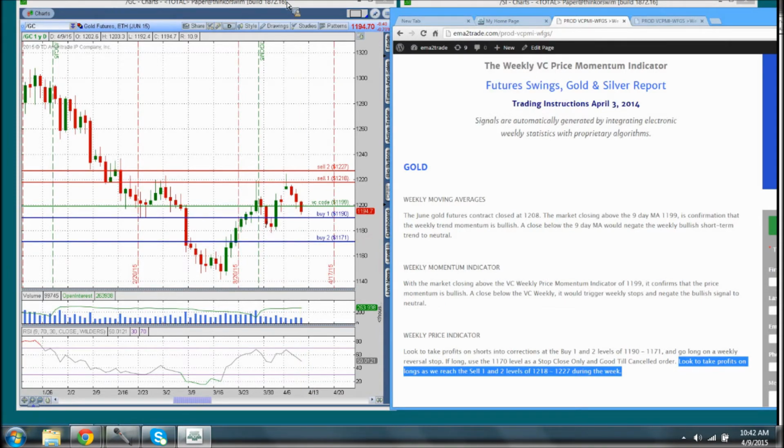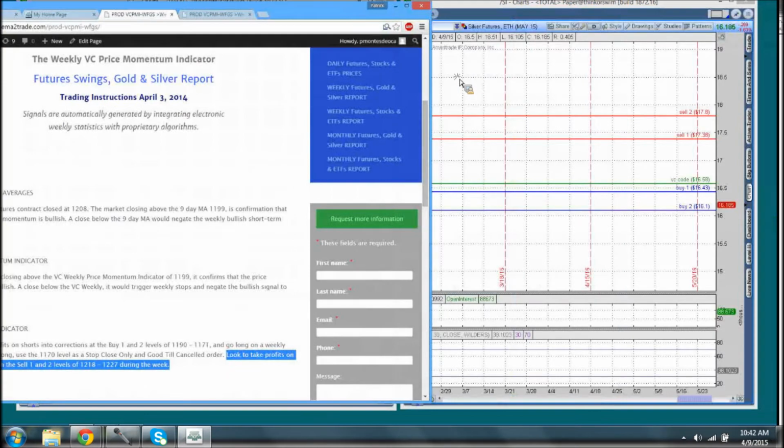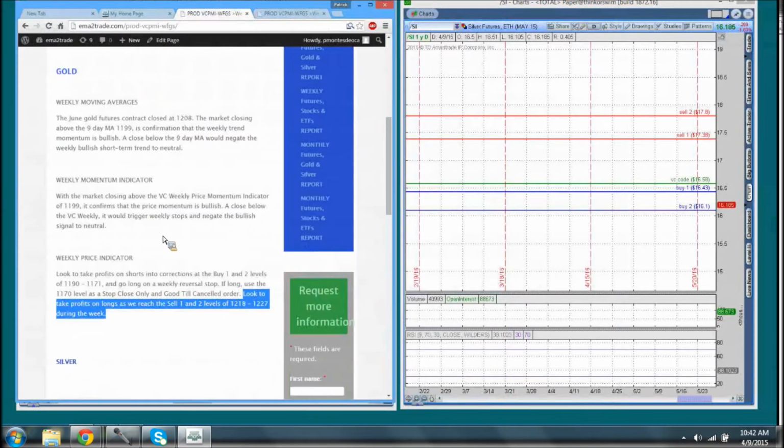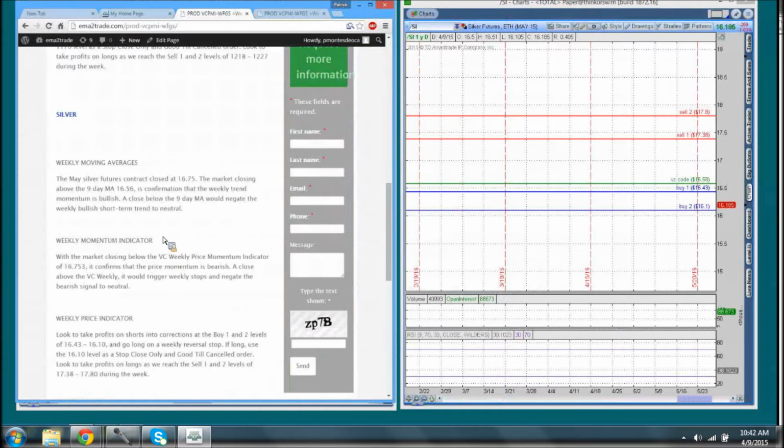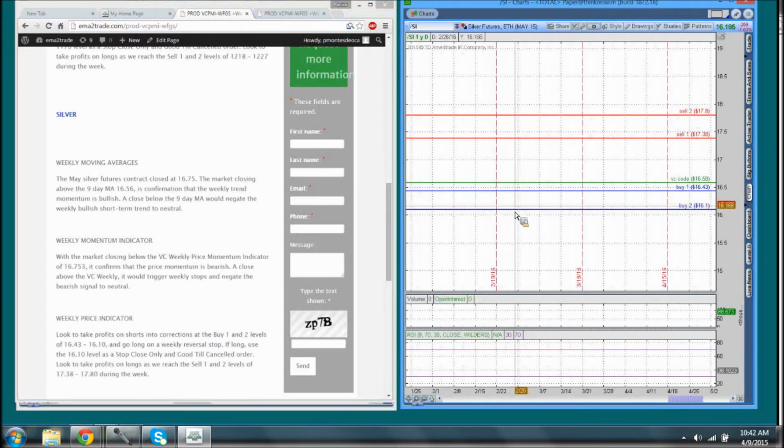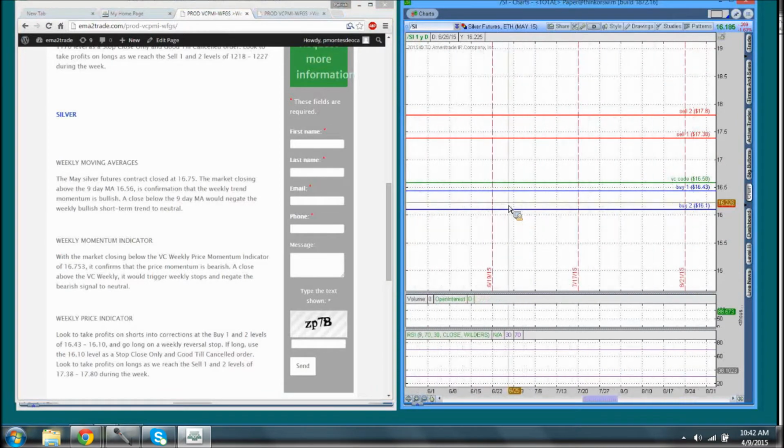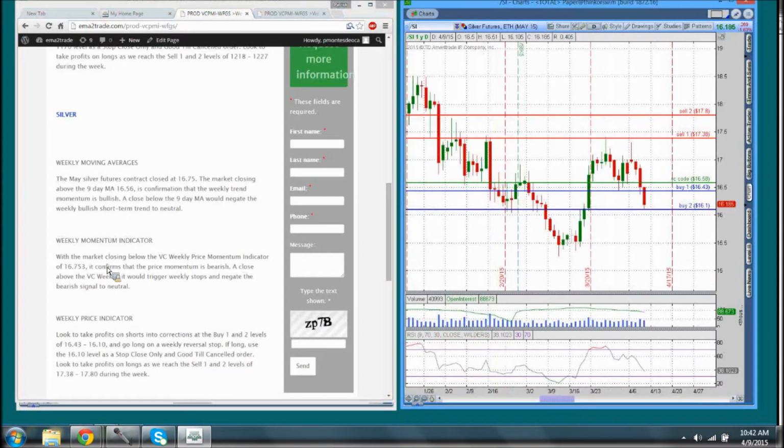Let's take a look at silver and see basically what has transpired since we published the report on Friday. The May silver futures contract closed at 1675 on the 2nd of April, last Thursday, with the market closing above the 9-day moving average of 1656, is confirmation that the weekly trend momentum was bullish.